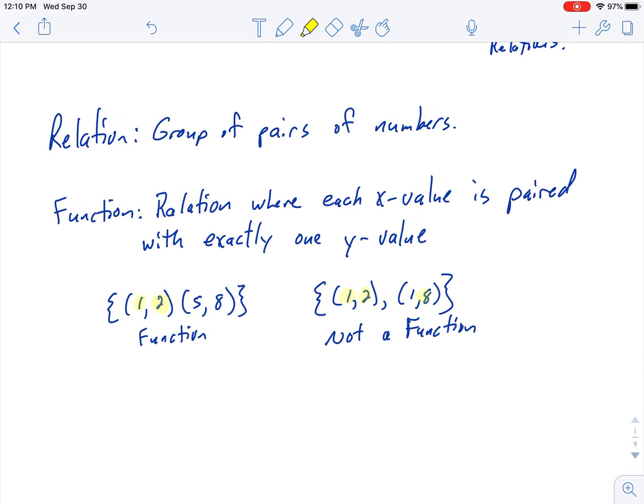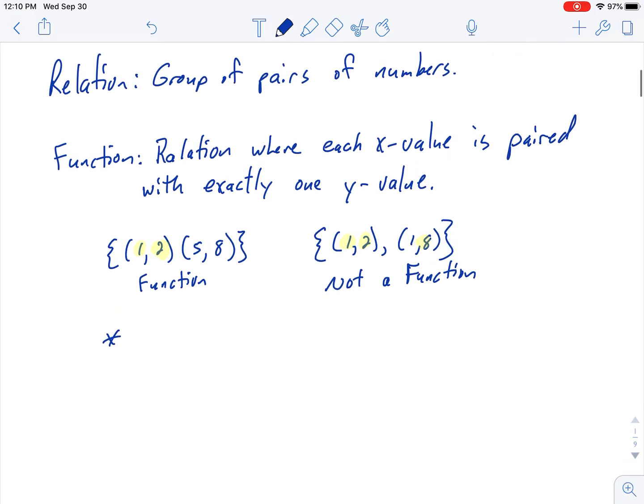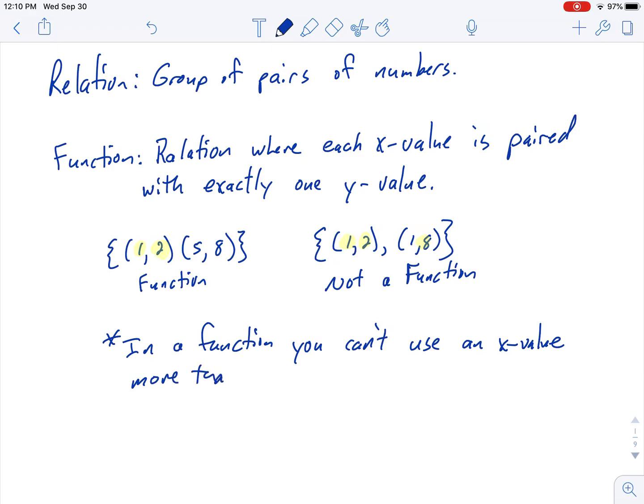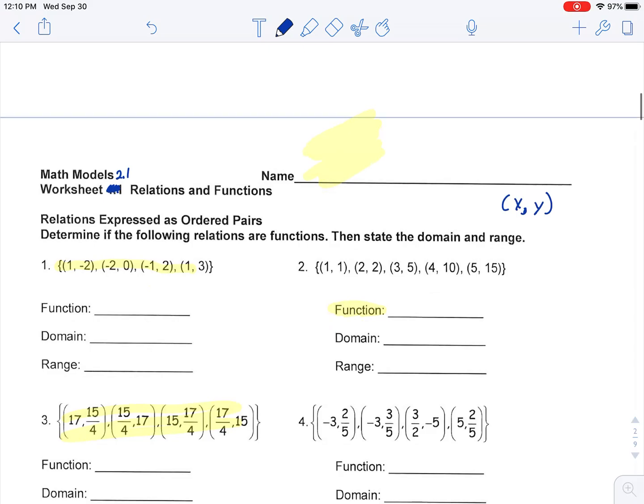So another way of saying it, in order to be a function in a relation, you cannot reuse an x value, or you can't use an x value twice. So I'm going to put that as a little asterisk. Putting it in as simple terms as possible: in a function, you can't use an x value more than once. Okay, now I think we can actually get to the example.